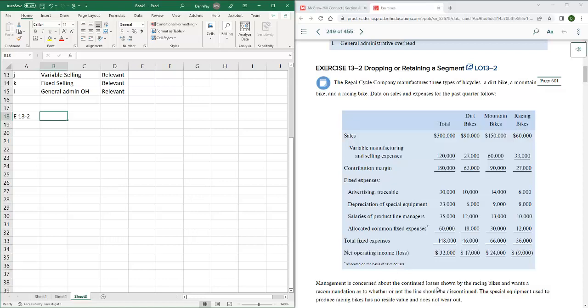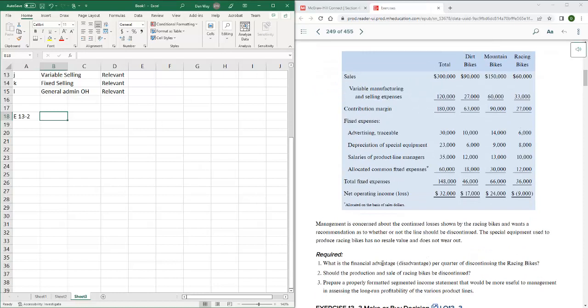Management's concerned about the continued losses shown by the racing bikes and wants a recommendation as to whether or not the line should be discontinued. The special equipment used to produce racing bikes has no resale value and does not wear out. So the first part asks, what's the financial advantage or disadvantage per quarter of discontinuing the racing bikes? Well, let's think about what happens if we discontinue this thing.